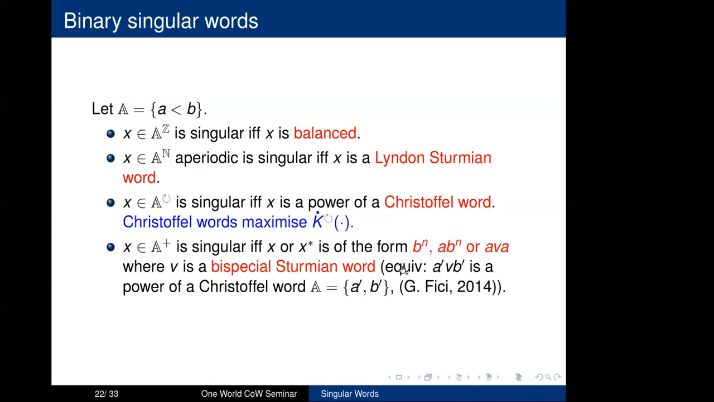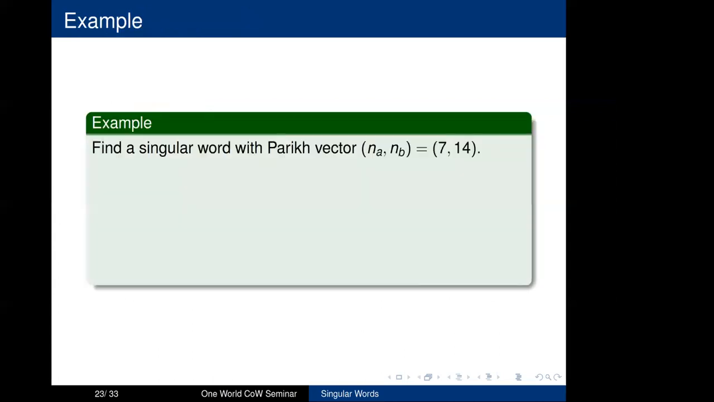There are lots of known algorithms for doing that. So let me do an exercise. Suppose we want to build a singular word with Parikh vector (7,14). So we want 7 A's and 14 B's. The first thing is we'll build a Christoffel word with Parikh vector (6,15). Why (6,15)? Because at the very end, the last B is going to become an A. So that will give us the (7,14).